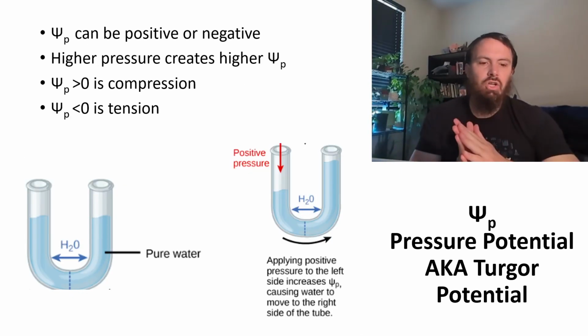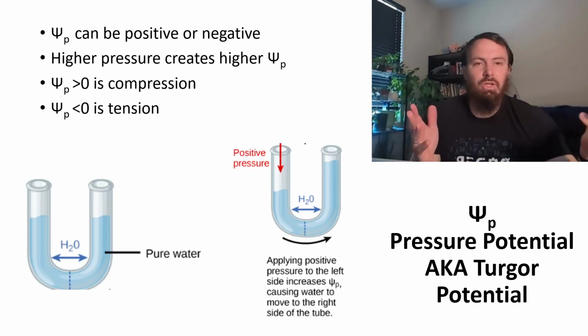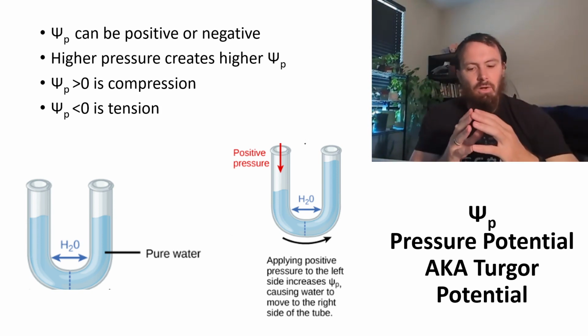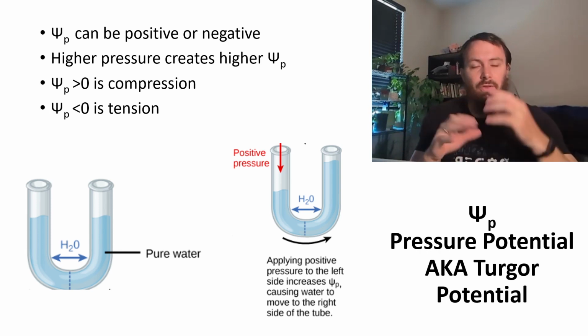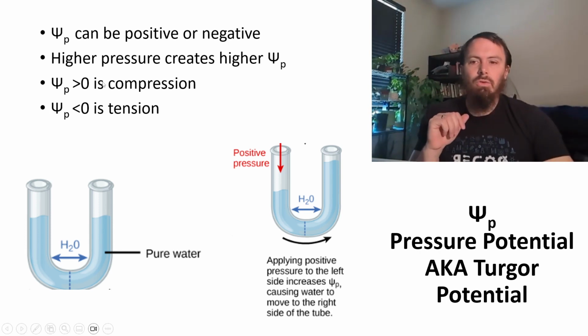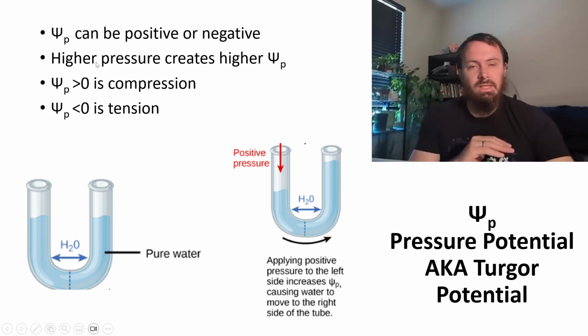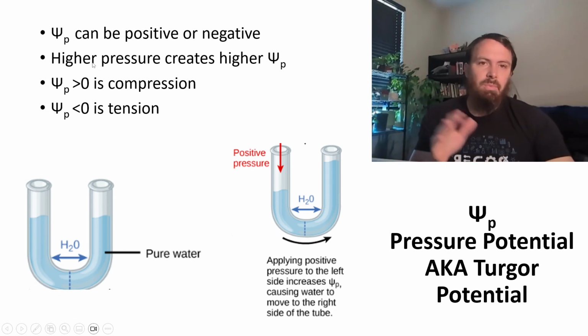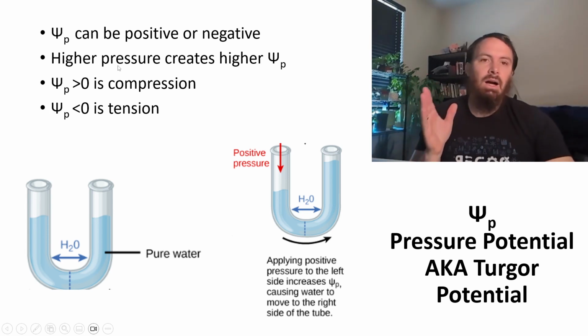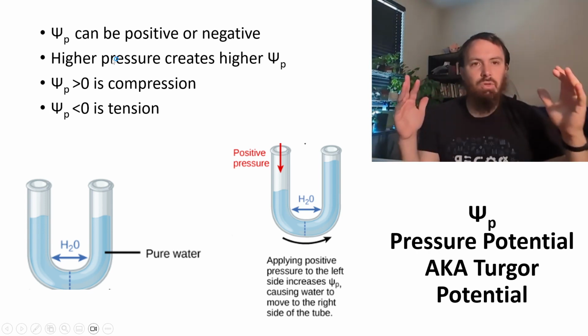So next we're going to talk about pressure potential, also known as turgor potential, because it's talking about turgor pressure. Remember that if you put a bunch of water in the cell, it's going to start to expand it. It's going to put pressure onto the cell wall. That's turgor pressure. So pressure can be negative or positive. It can go either way. It depends on the specifics of the system. So higher pressure creates higher pressure potential. So the more pressure you have, the higher the pressure potential you have.